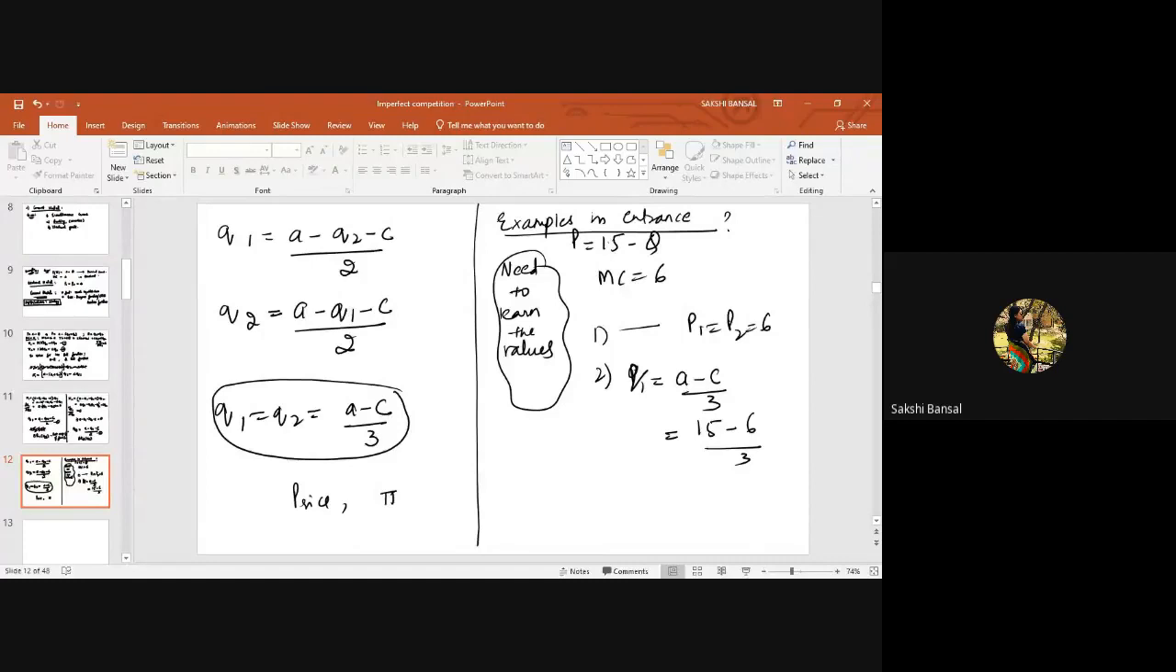To find out the price, we need to first find out Q1 and Q2 and then add Q1 plus Q2. Then only will I be able to find out the total quantity. Okay? Total quantity, ma'am, ये आएगी. Find out the price level.